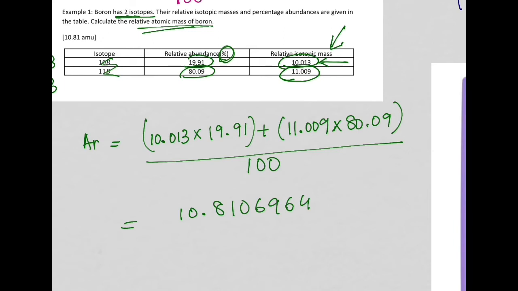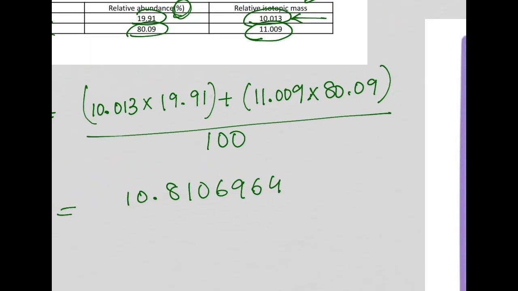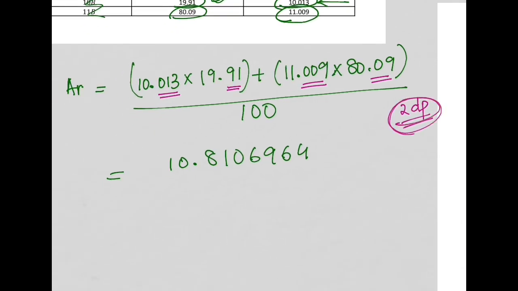Now, how are you going to do this? Here I have a calculation. We're going to look at this. If you look at the number of decimal places, this is 2 dp and this is 3 dp. Same, this is 2 dp and this is 3 dp. I'm going to look at the minimum number of decimal places. Minimum number of decimal places is 2. Therefore, I'm going to give my answer to the minimum number of decimal places.